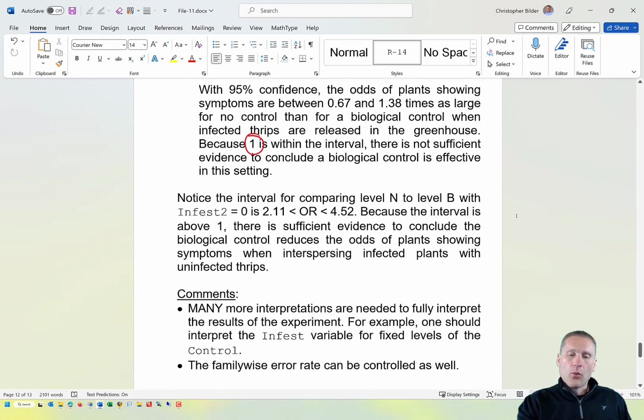Now, though, when I compare N to B with infestation method equal to 0, we saw we got an odds ratio confidence interval which did not contain 1. So we can see in this particular case that because this is greater than 1, and N means no control, which is in the numerator, doing nothing at all increases the odds, increases the probability, of these plants becoming infected when compared to a biological control. So in other words, the biological control is reducing the odds of infection in this particular case.